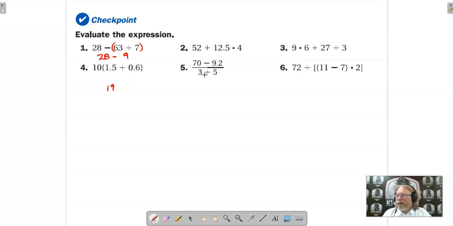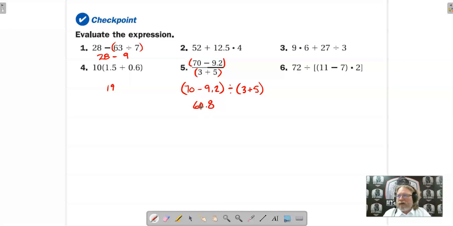Let's look at some grouping ones here. We have to consider the numerator and the denominator as grouping. So we first have to do the 70 minus 9.2, get the difference there, and then divide it by the 3 plus 5. Now let's see how this works out. 70 minus 9.2. Well, I know 70 minus 9 is 61. And then I want to take another 0.2 away, so that's going to be 60.8.